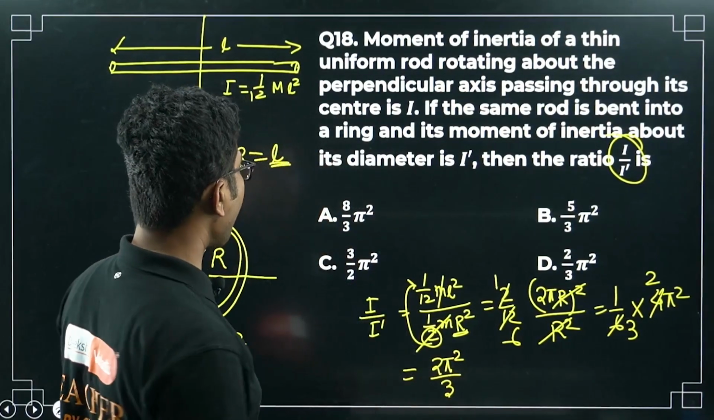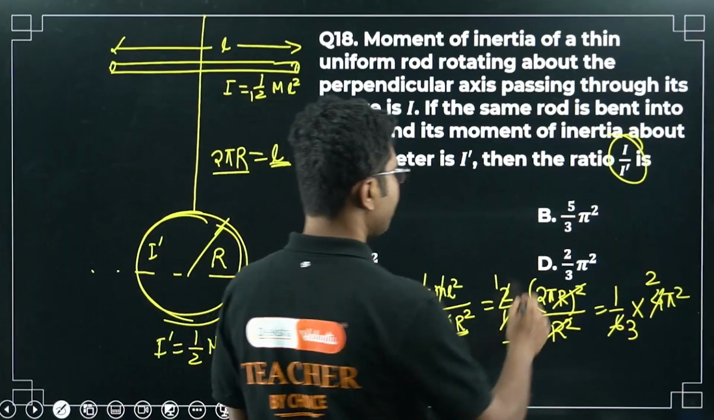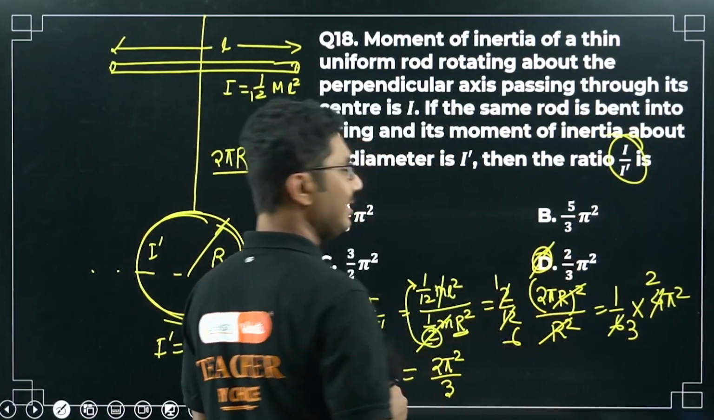Right? So 2 pi square by 3 should be the answer. So option is option D.